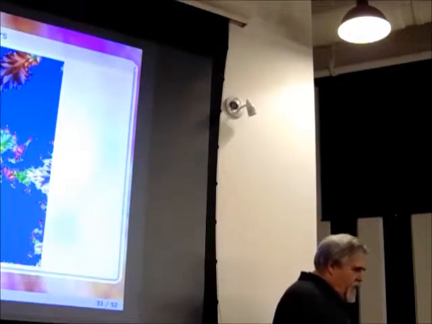Okay, that's a Julia set generated by 3 complex parameters. So if you know the right 6 numbers, they specify how to draw that rather complicated picture.